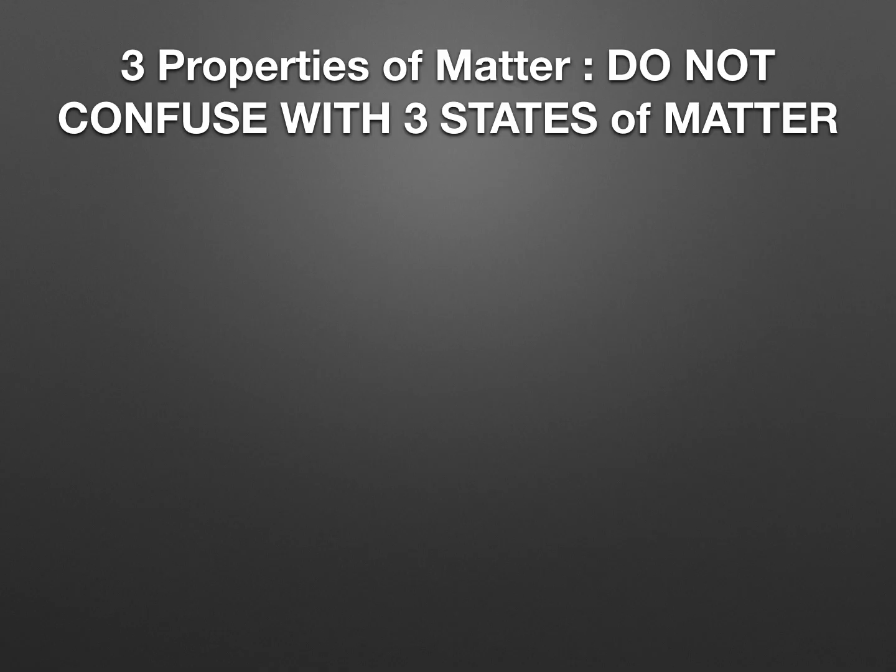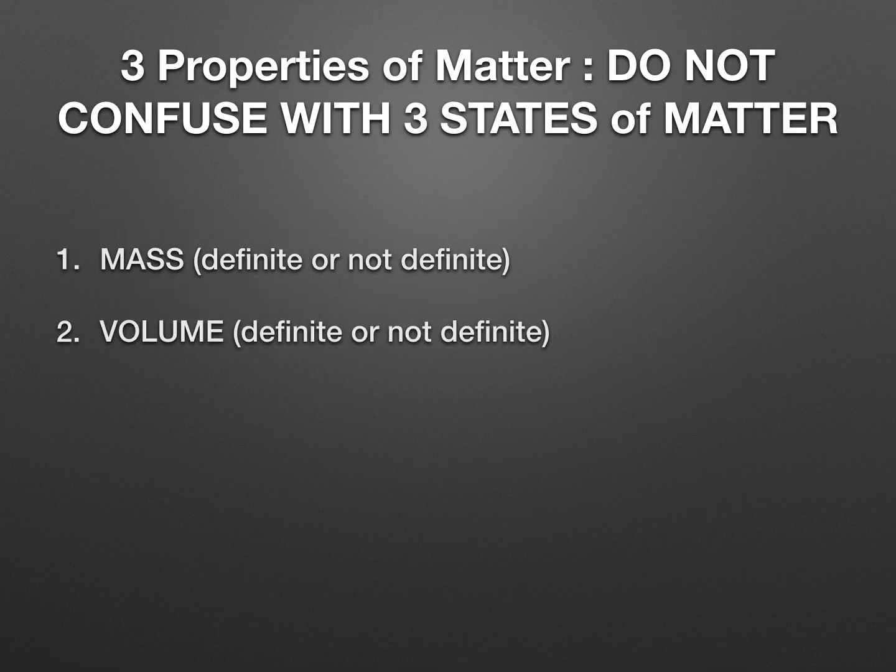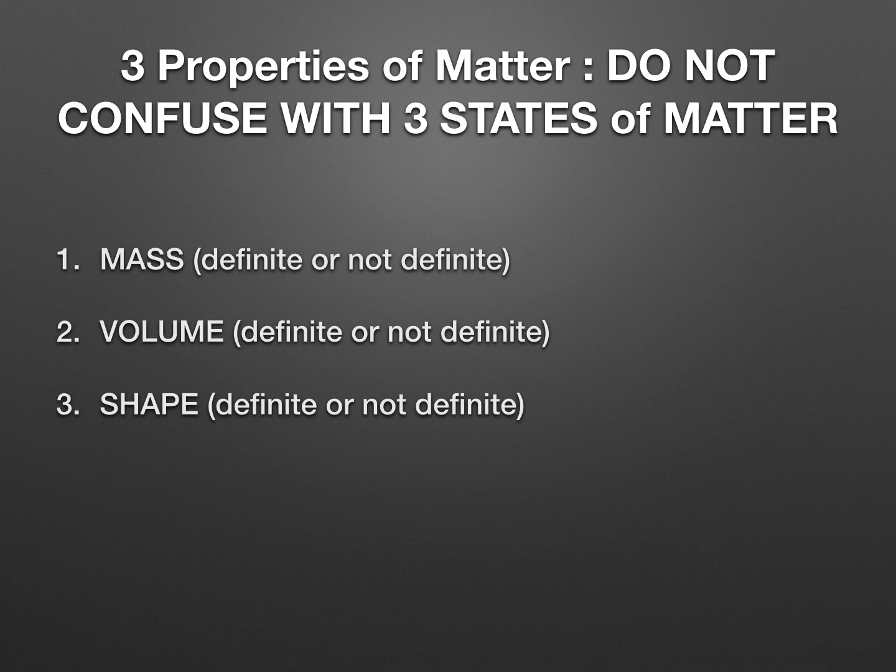So the three properties of matter that you need to know is, the first is mass, definite or not definite. The second is volume. That would be definite or not definite. Not definite just means it's not determined. It has mass, but they can't determine it exactly every single time. And the third thing is shape, either definite or not definite.